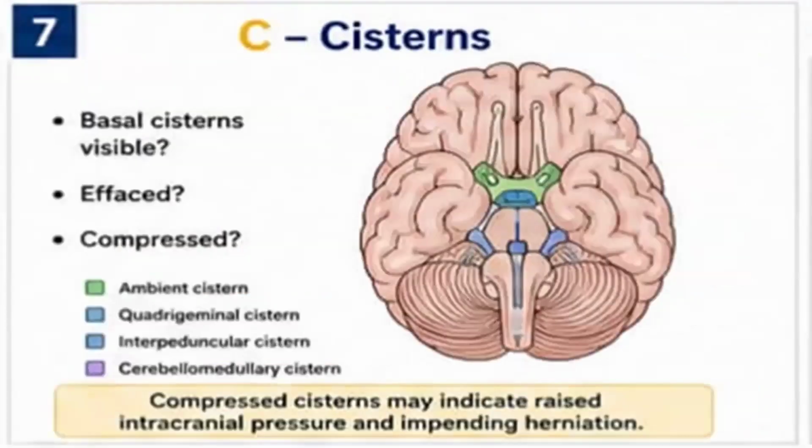Now evaluate the basal cisterns. These CSF-filled spaces should normally be visible and open. If the cisterns appear compressed or obliterated, it may indicate raised intracranial pressure or impending brain herniation. Therefore, assessing the cisterns provides important information about intracranial dynamics.